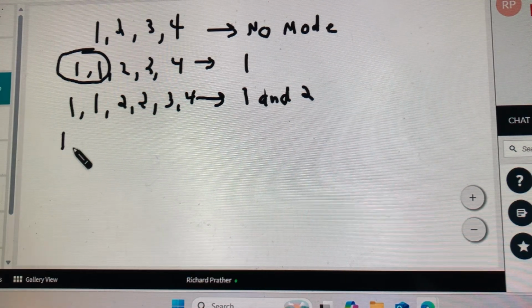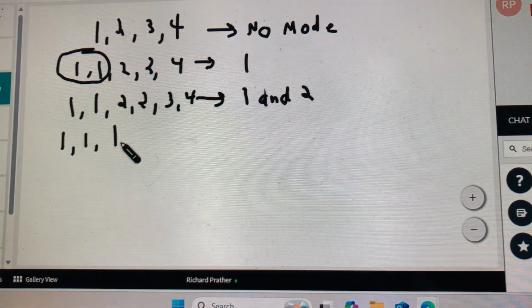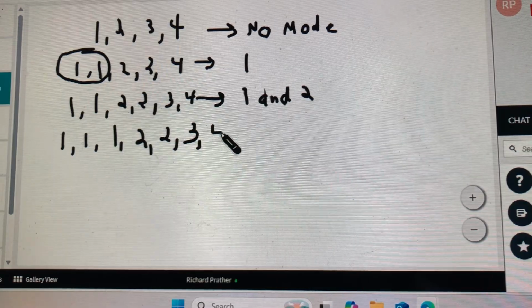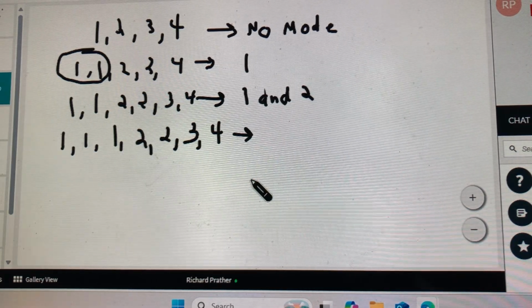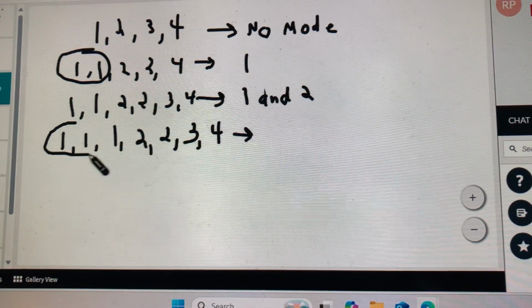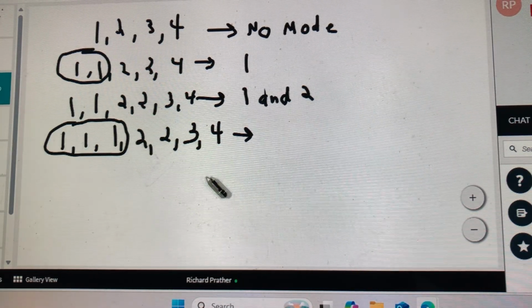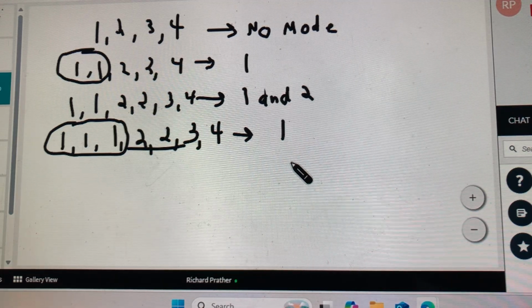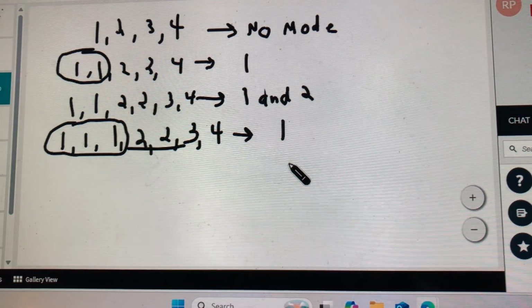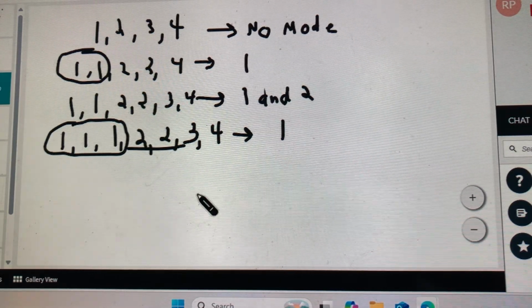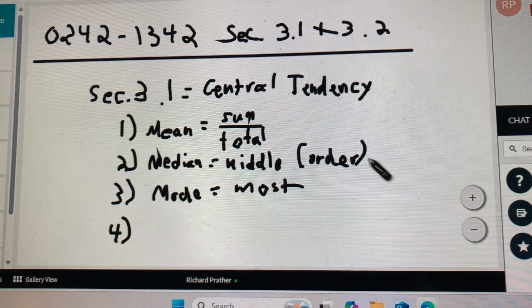Or what if you have 1 1 1, 2 2, 3 4? There's a misconception among students. They think any number that repeats is a mode, and that's not necessarily true. Here's one where the 1s happen 3 times and the 2s only happen twice, so we're back to 1 being the only mode. But if there were 3 1s, 3 2s, a 3 and a 4, then you would say 1 and 2 again.